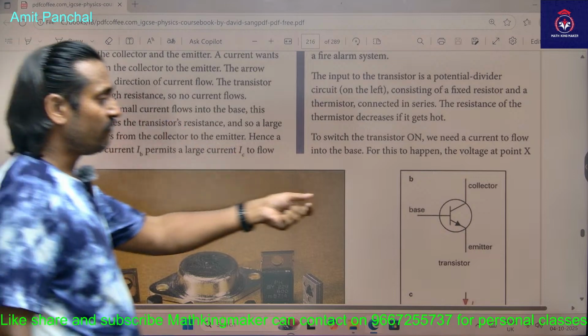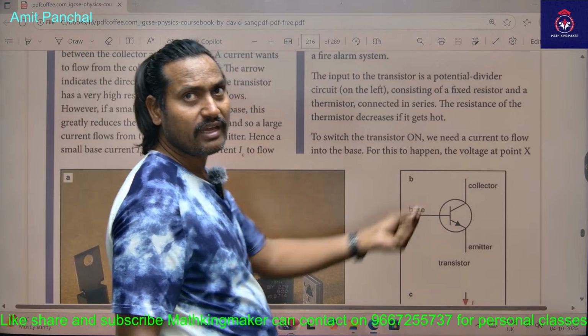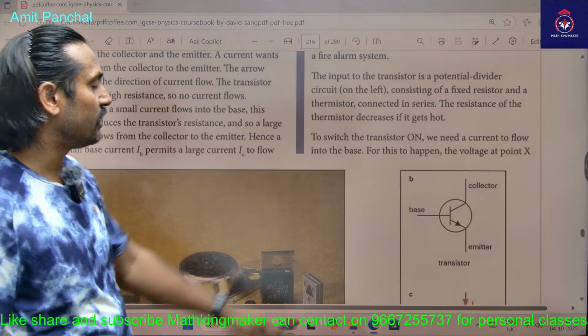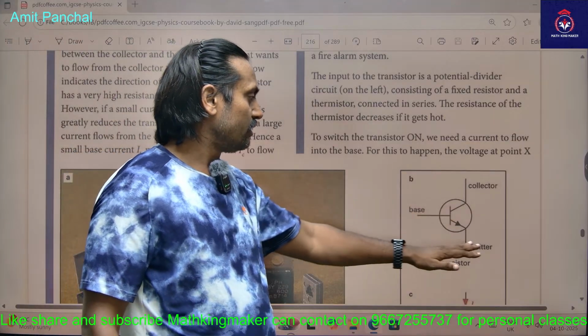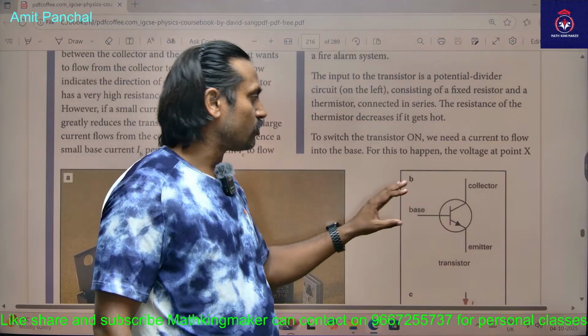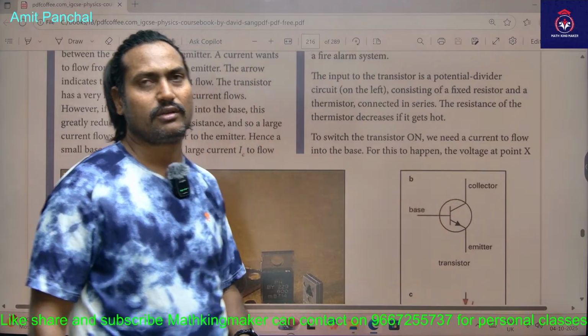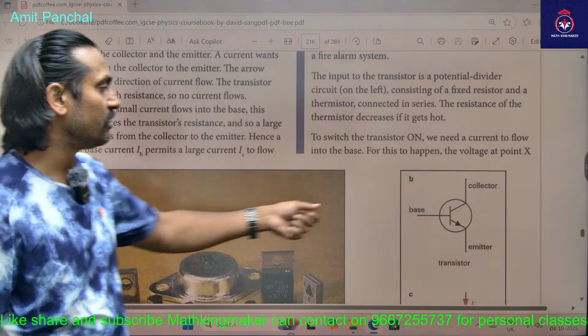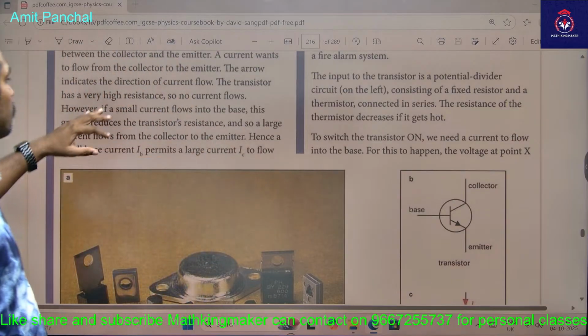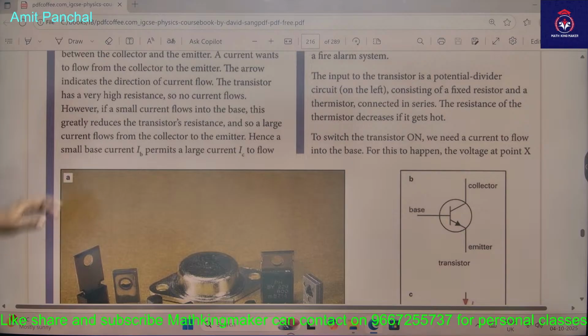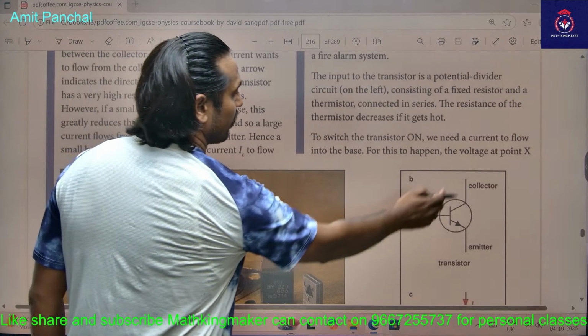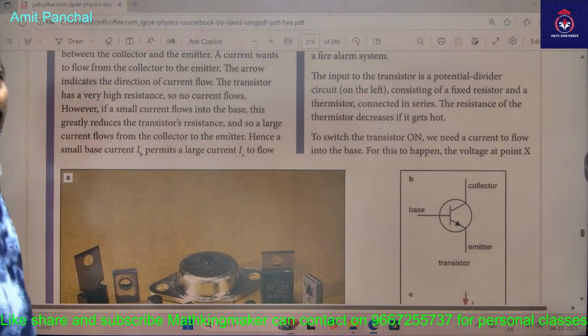Now, if you have base current, then it can control even the resistance of the transistor. So if you have a current in base, then resistance will be decreasing. So a small current flows into the base, this greatly reduces the transistor's resistance, and so a large current flows from the collector to the emitter. So if you have base current, then current will be flowing from collector to emitter. Otherwise no current flow will be there.